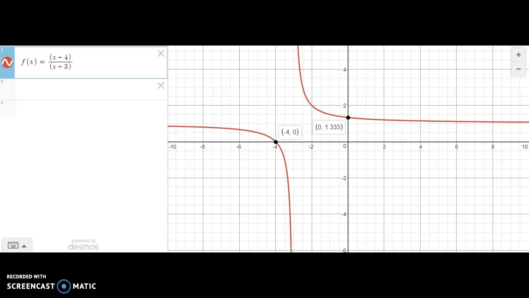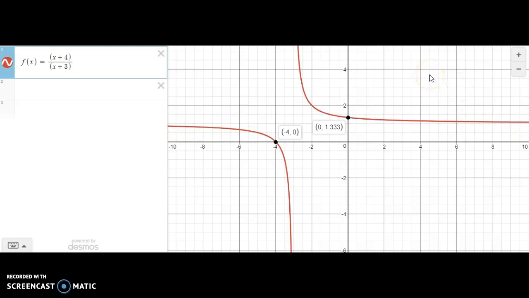Then you're going to find your vertical asymptotes. And there is one, and this one is x equals negative 3, because as you can see, the function is approaching negative 3 but never reaches it. And then you're going to find your horizontal asymptotes, and that is y equals 1.